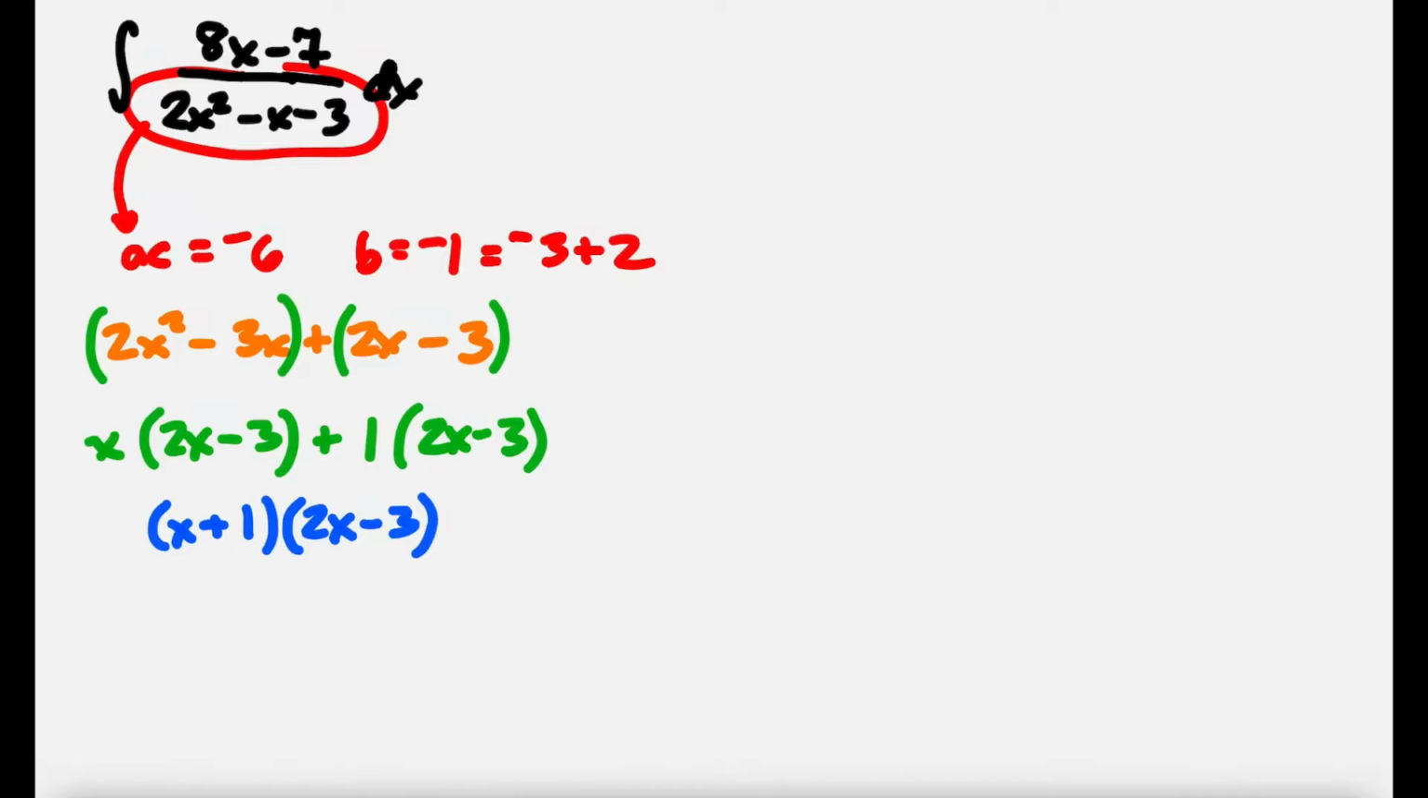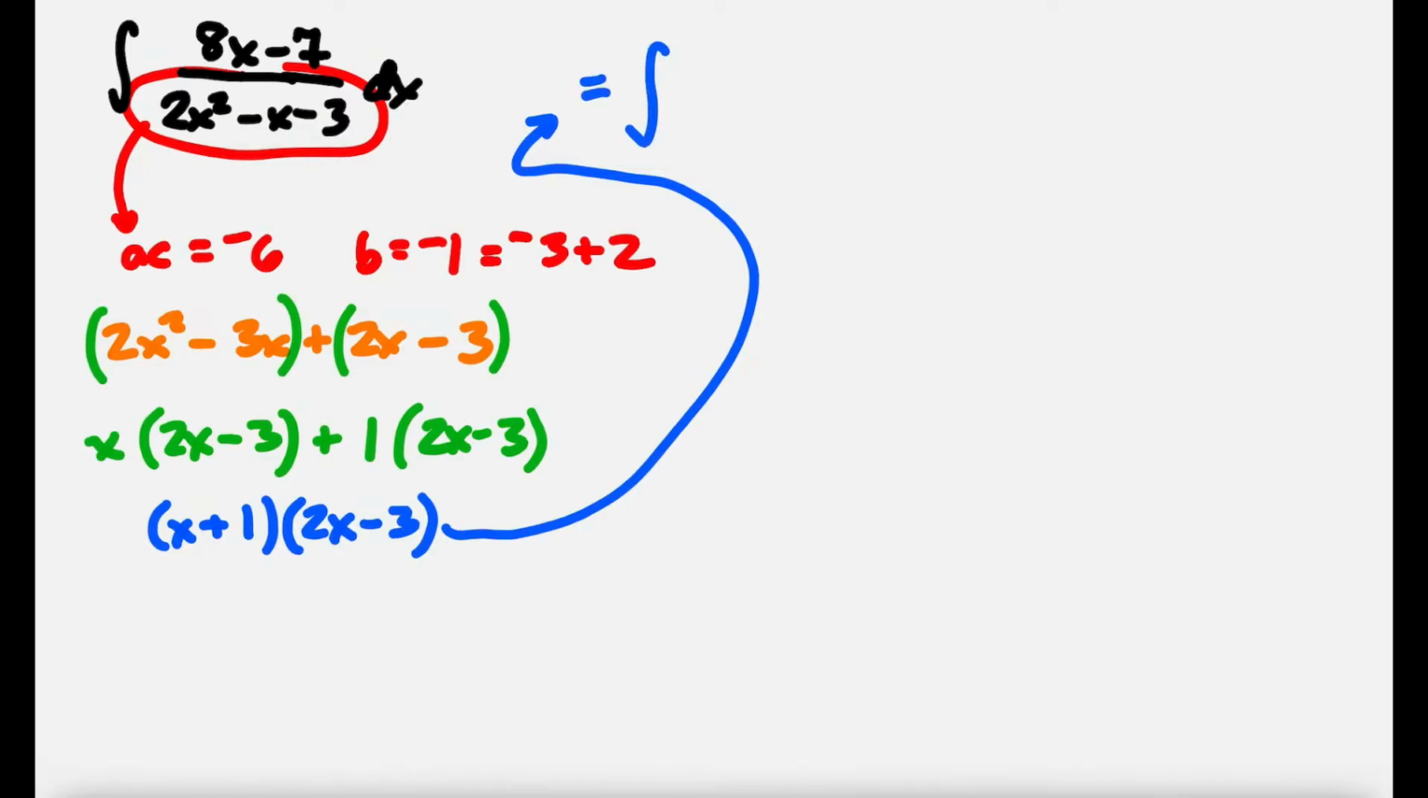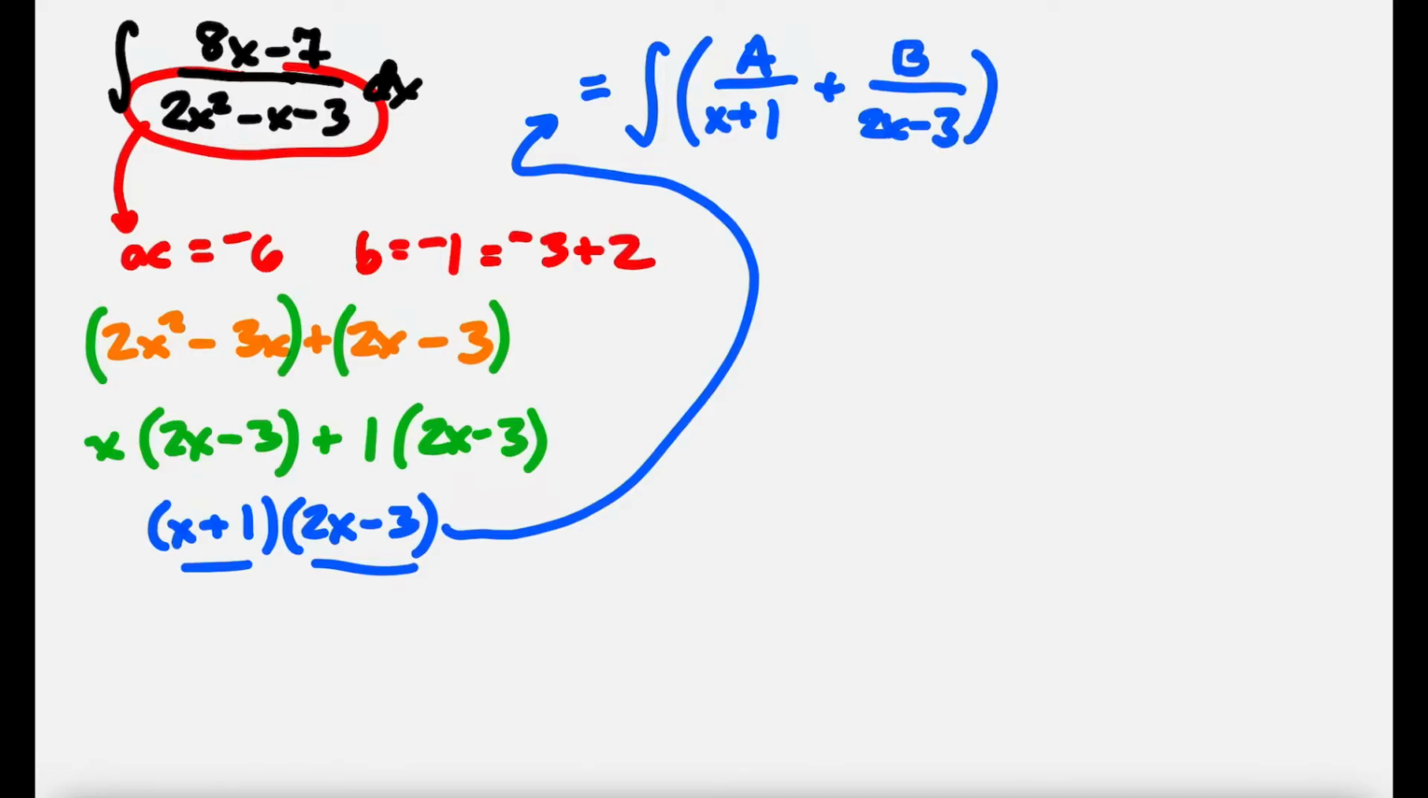Now we have the factored form of the denominator, and I'm going to use this all the way up here for my partial fraction. So this is going to be equal to the integral of a over that first factor, which is x plus 1, plus b over that other factor, which is 2x minus 3, dx.